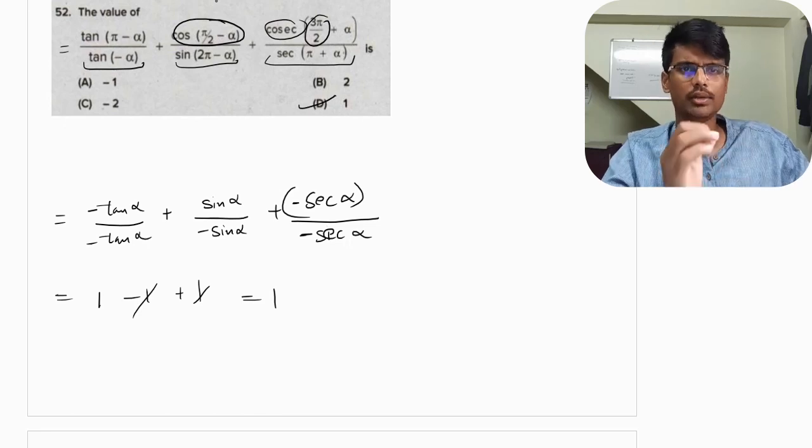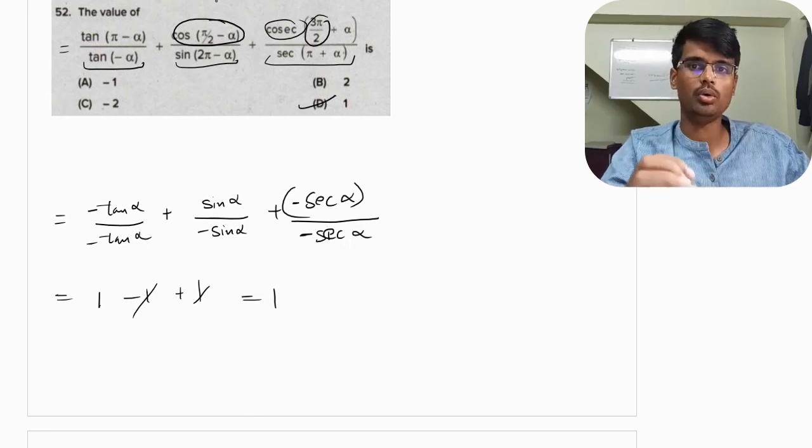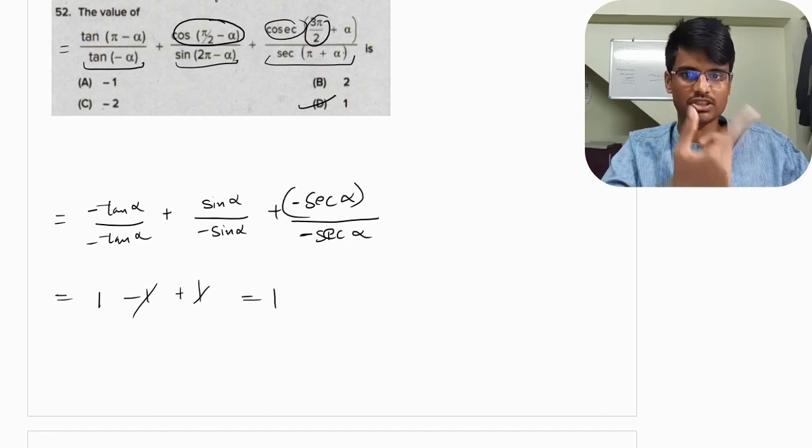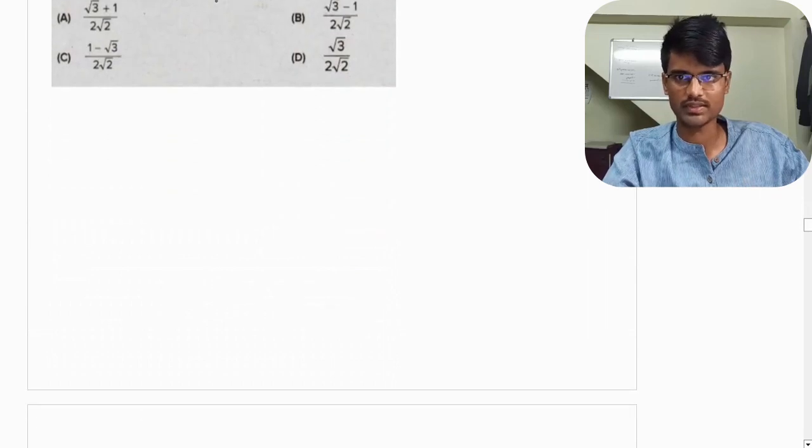We need to know how the angles change in different quadrants, what the sign is, when to take positive, when to take negative, and when the trigonometric function changes. These things we need to know. If you have followed my videos, this is a very easy question.